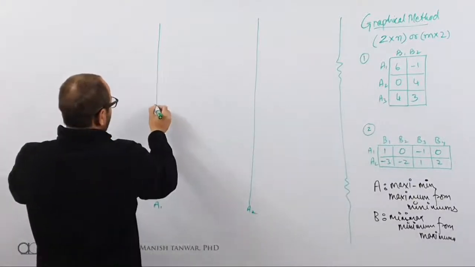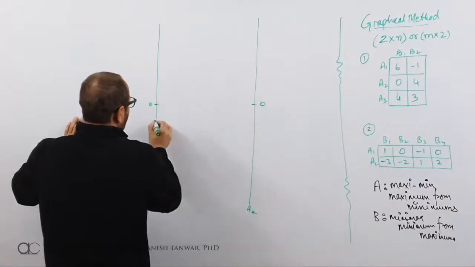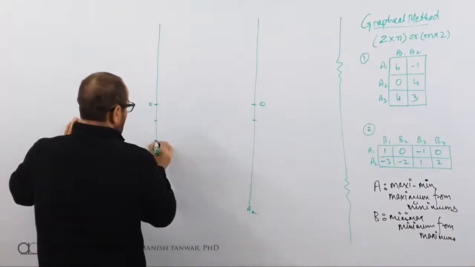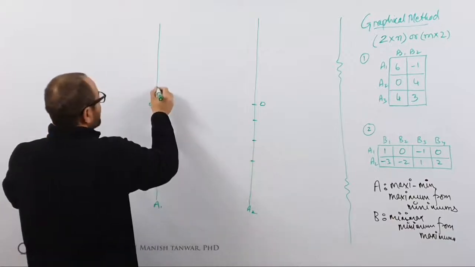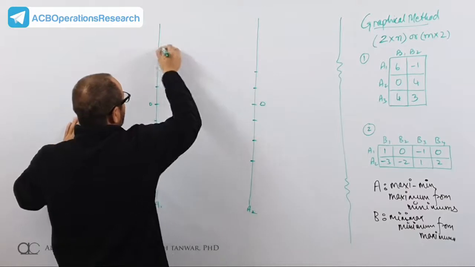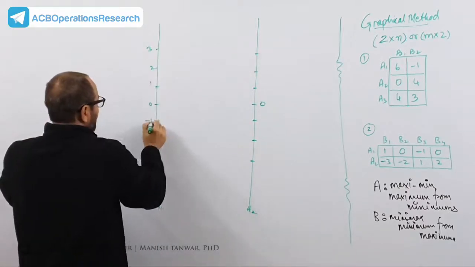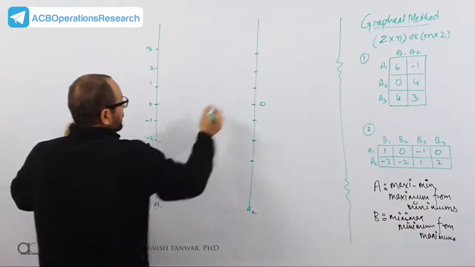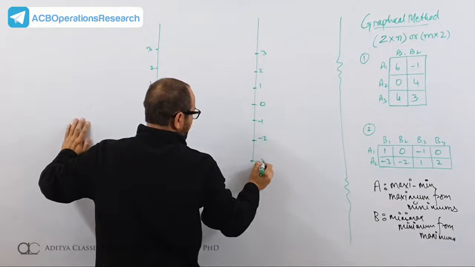So let us have zeros. You can have -1, -2, -3, 1, 2, 3. 3, 2, 1, -1, -2 and -3.